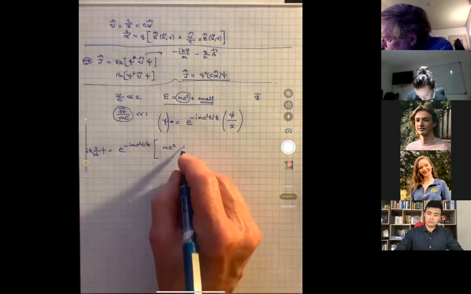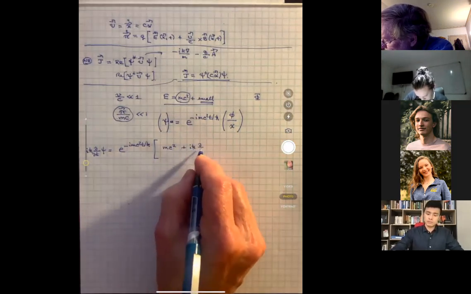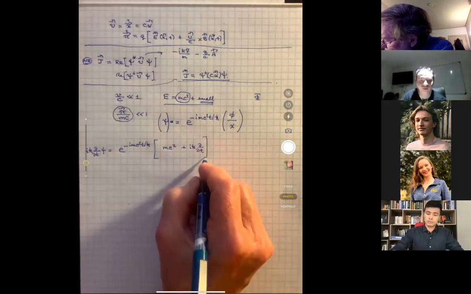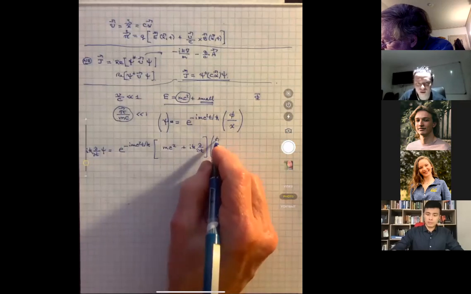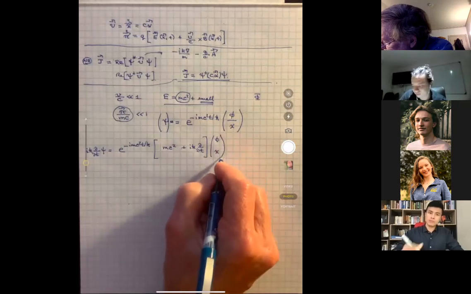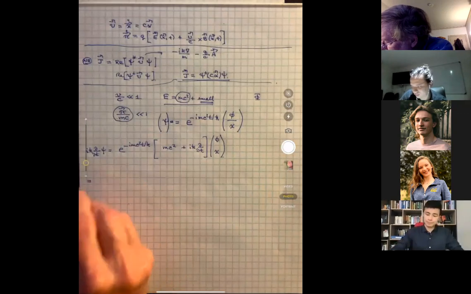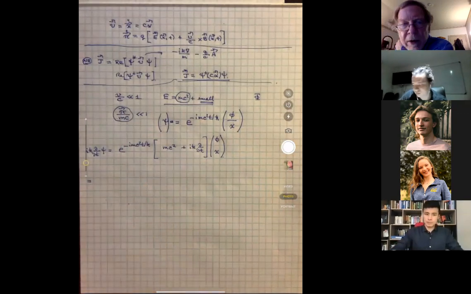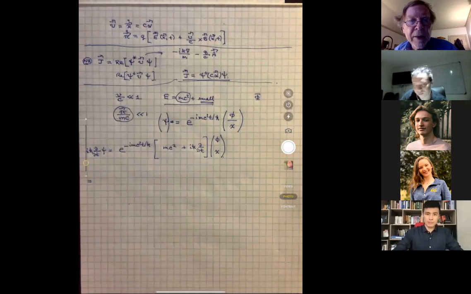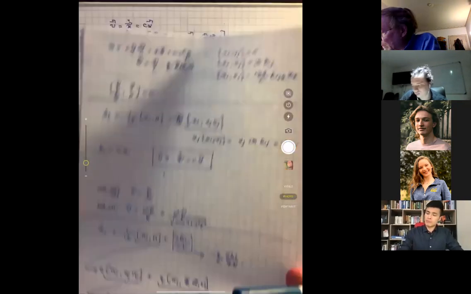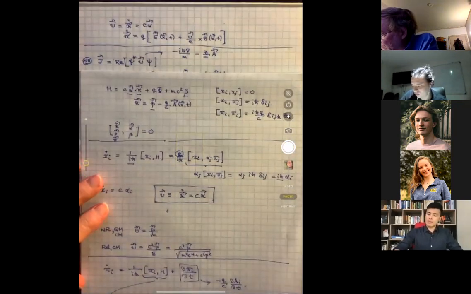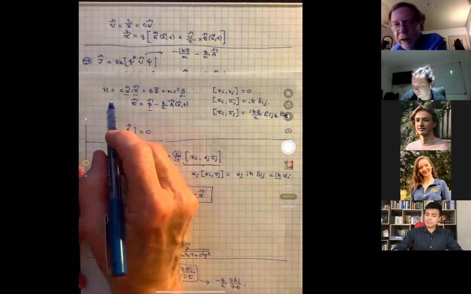And then there's a plus iħ ∂/∂t. And then this acts on the new spinor, which is (φ, χ), split into two parts. This then is equal to the right-hand side of the Dirac equation. I'm going to do this non-relativistic limit, including an electromagnetic field. So that means that our Hamiltonian is given back up here.